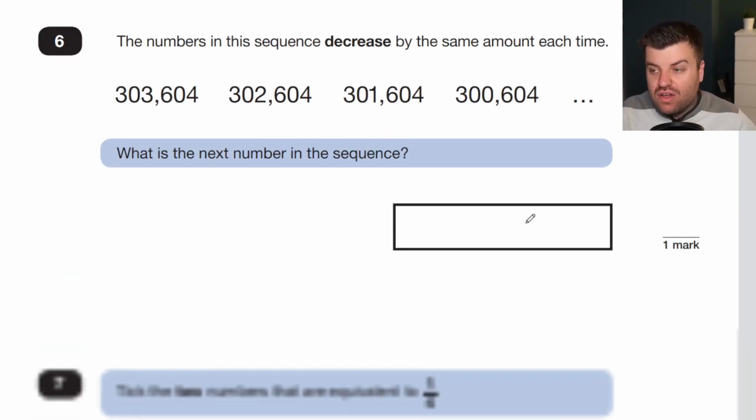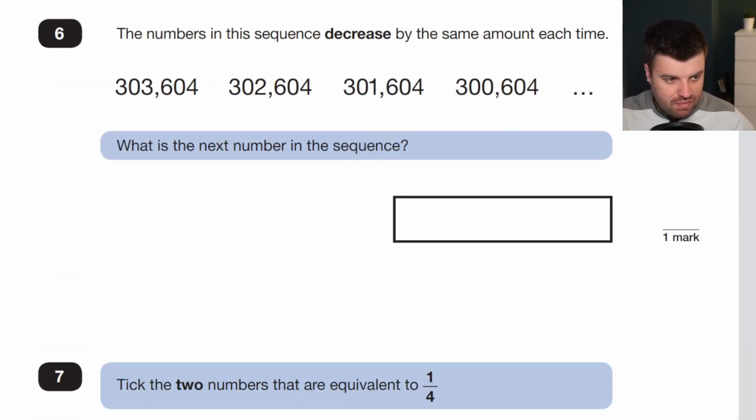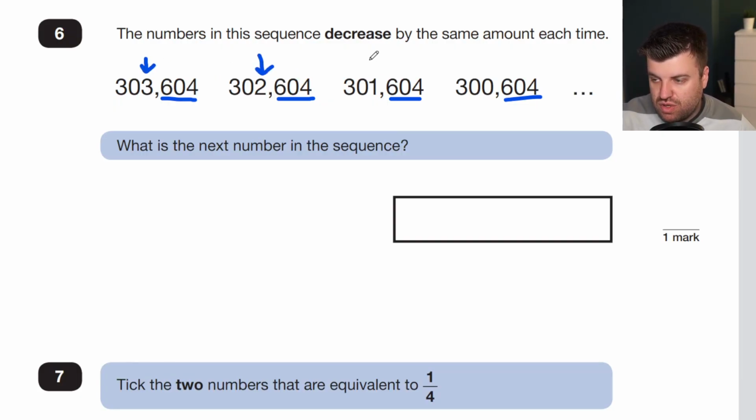Next one. Question 6. We are doing well here. These numbers in a sequence decrease by the same amount each time. What would be the next number in the sequence? So let's take a look at what's changing. I can see straight away the 604 never changes. So it's nothing in the hundreds or tens or ones. I do notice, however, this digit here, the thousands digit has gone 3, 2, 1, 0.